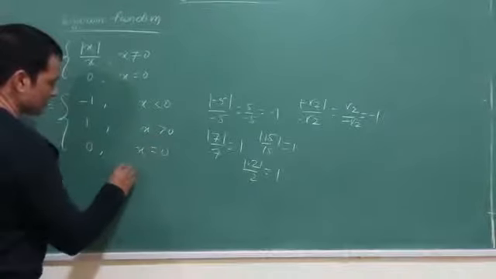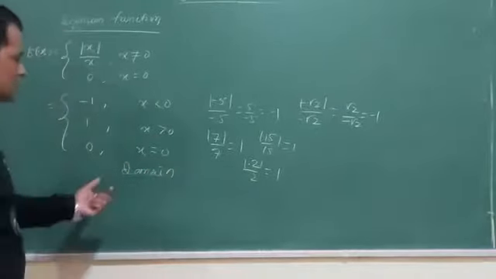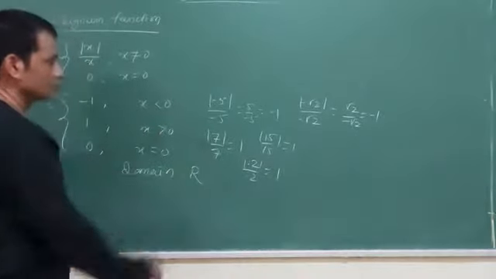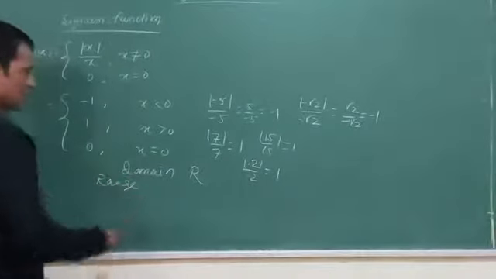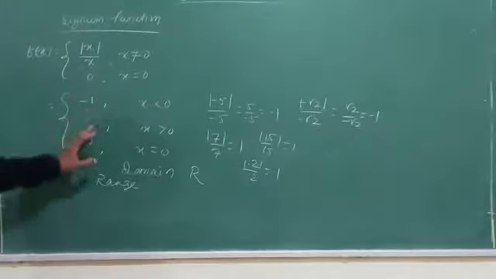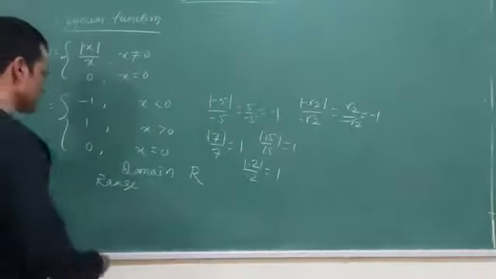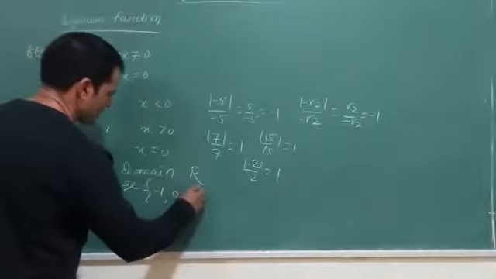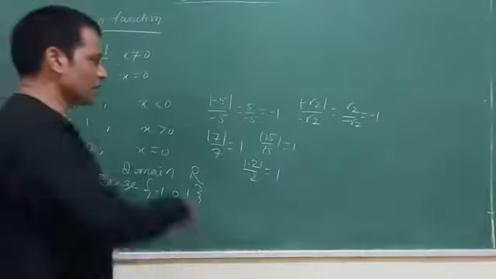So what is the domain now? If you look at the whole function, what is the domain? I am taking all the values: less than 0, greater than 0, equal to 0. Domain is R. What is the range? Whatever you do, you are not going to get any value other than these. These are the only three values. I am trying everything, I am getting only these three values. So range is fixed here: -1, 0, 1. Then how will the graph look?